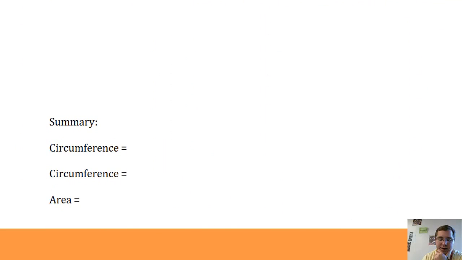Let's just summarize that down here. The circumference is 2 times pi times r, but if you take the radius and you double it, what do you get? You get the diameter. So the circumference could also be defined as just pi times the diameter, because 2 times the radius is the diameter. The area is pi r squared. Pi times the radius squared.